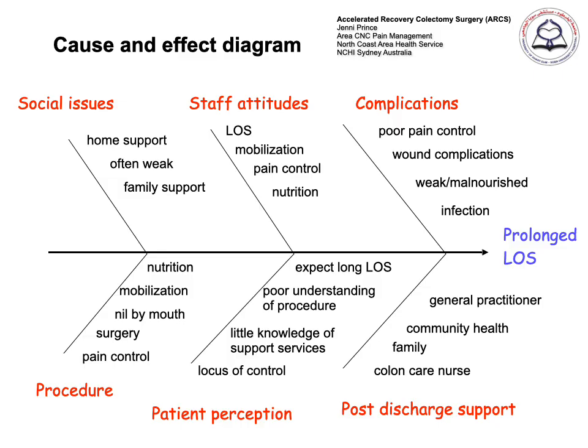This diagram shows the effort of the team trying to reduce the length of hospital stay following colorectal surgery, and they group the causes into complication, staff attitude, social issues, procedure, patient perception, and post-discharge. And in each of these categories there are multiple items.